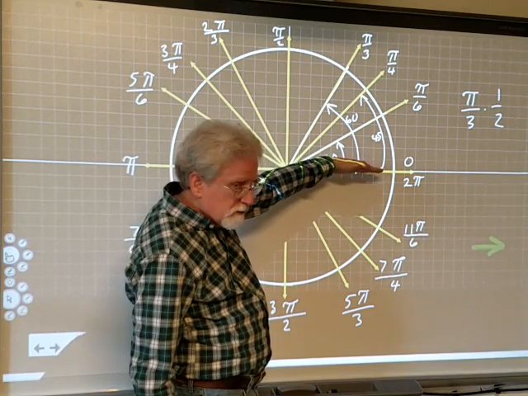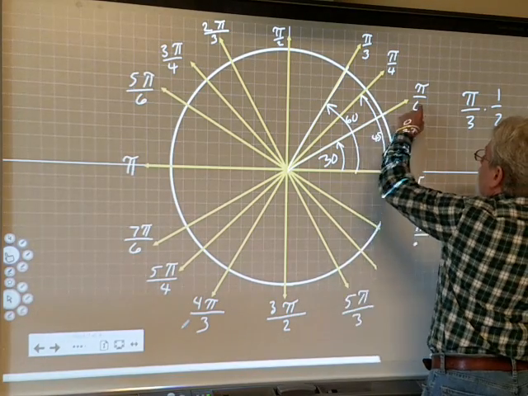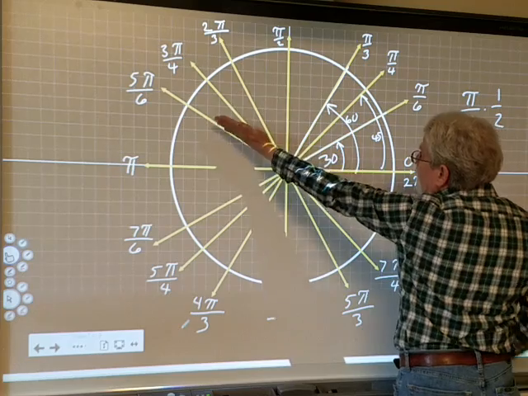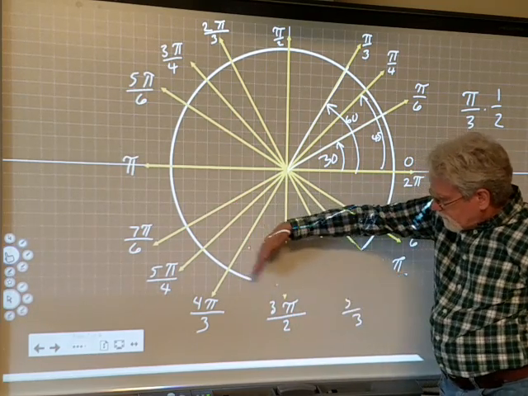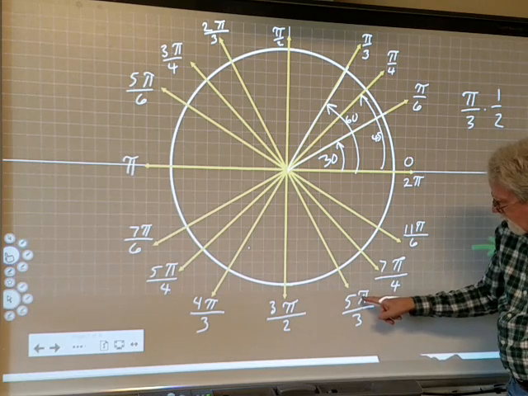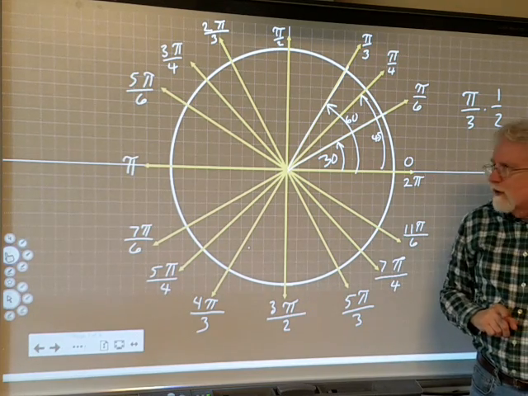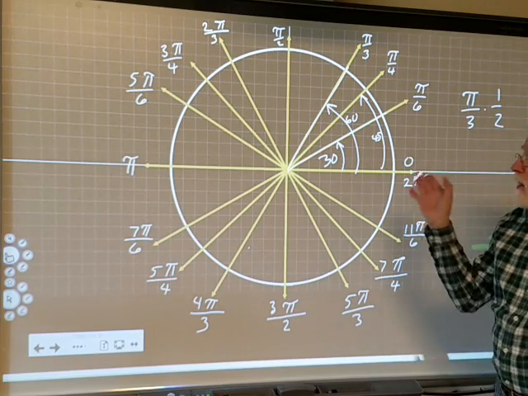12/6 equals 2 pi. So count by sixths. You can get them all. 1/6, 2/6, 3/6, 4/6, 5/6, 6/6, 7/6, 8/6, 9/6, 10/6, 11/6, and 12/6. It makes sense. That was counting by 30-degree angles.